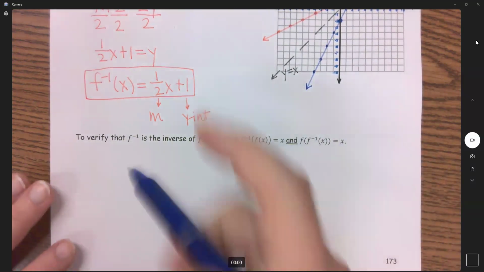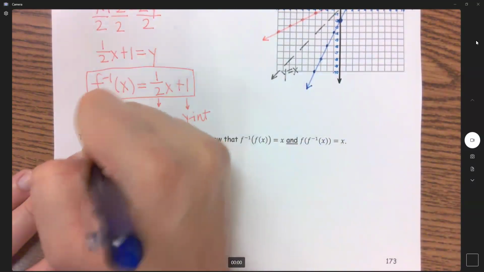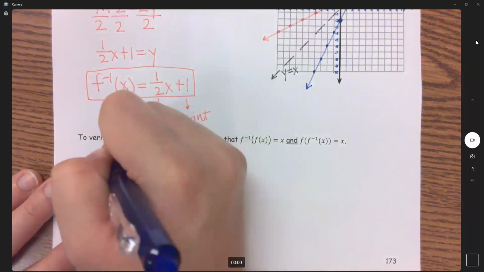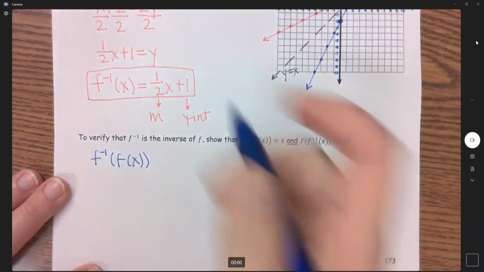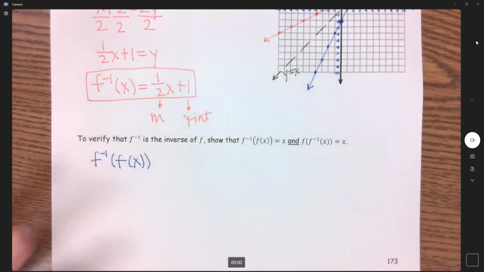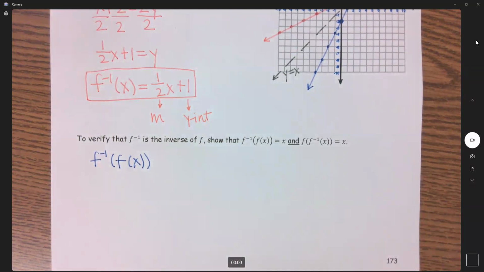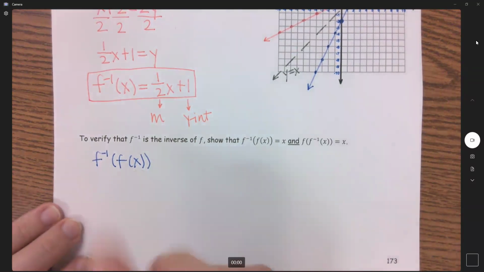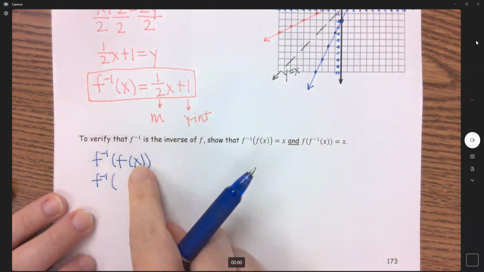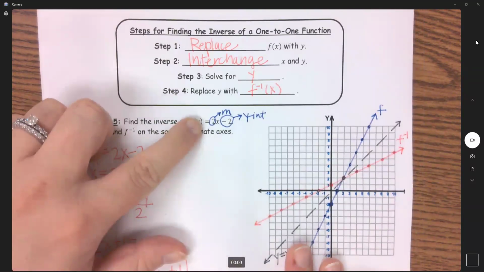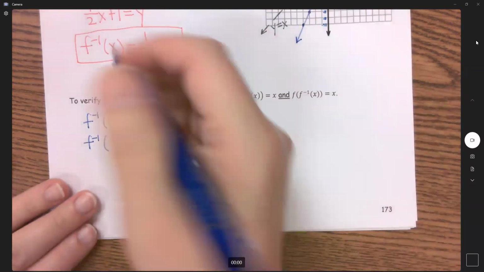So if I rewrite this one over here, we have the inverse of f of x. And so now let's substitute everything in. With these, we start on the inside. So what was my function? My function was this 2x minus 2.